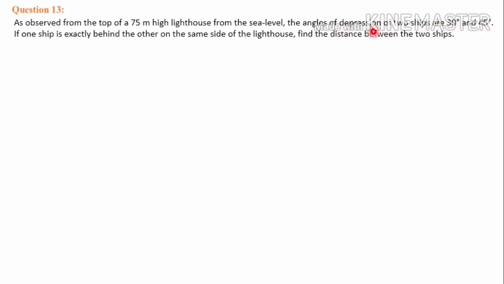Angle of depression is mentioned. Angle of depression means the object is below the eye of the observer. So the angles of depression are 30 and 45 degree respectively. And one ship is exactly behind the other one, and both are on the same side of the lighthouse. Find the distance between the two ships.